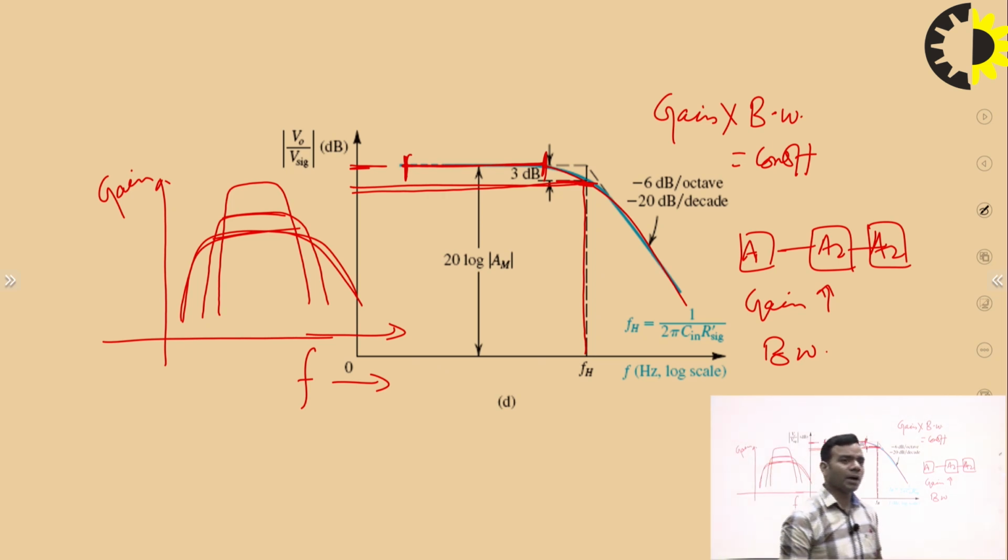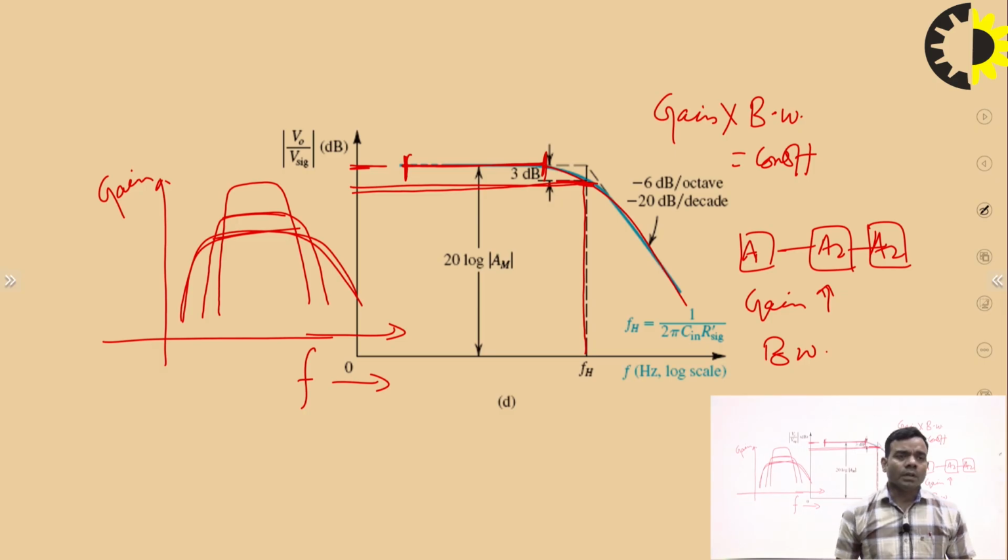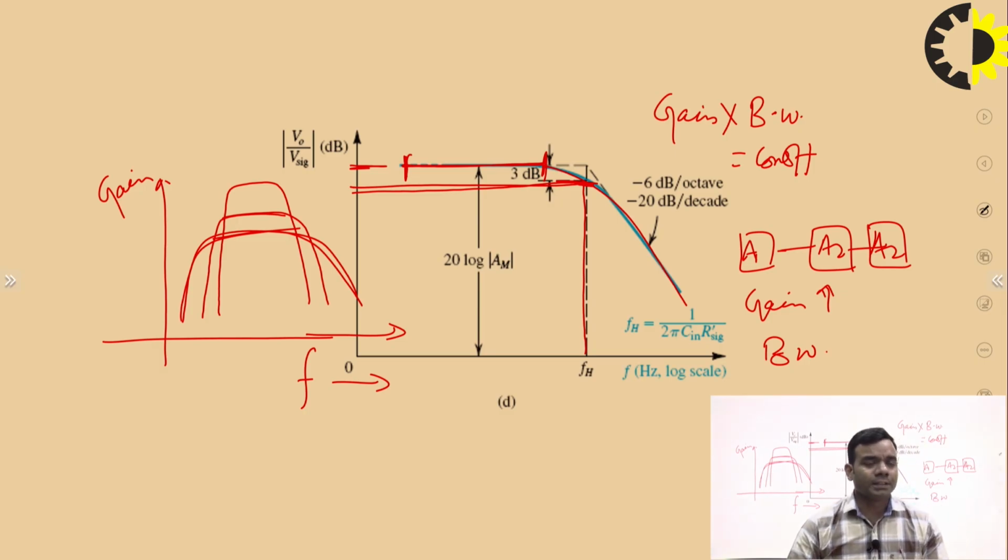So, this is how the gain and bandwidth vary for the amplifiers if we connect them together, and this is how we can find out unity gain frequency and high cutoff frequency.